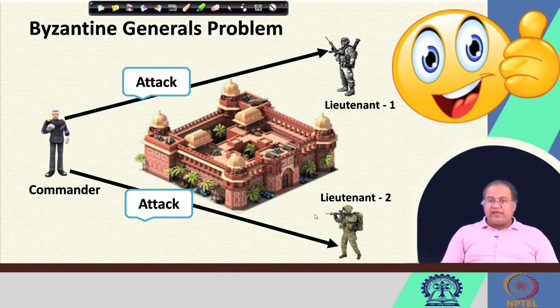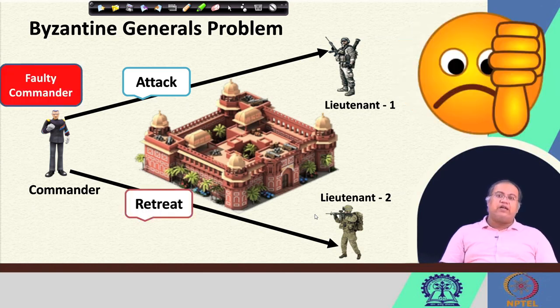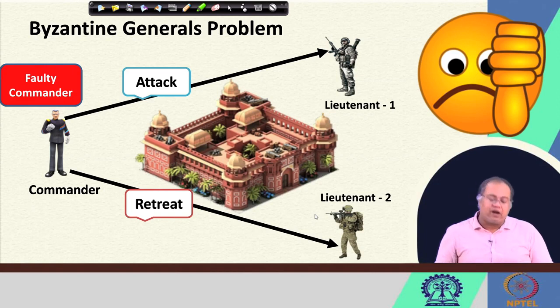Well, so that is the normal scenario, the general scenario where all the people are happy. But then what might possibly happen is that this commander might be a faulty or malicious commander. The commander might say attack to one of the lieutenants and retreat to another, because the commander has taken a bribe from the king of that fort. The commander is doing this way, ensuring that only one of the lieutenants attacks at a point of time, and that way they are going to lose the battle.